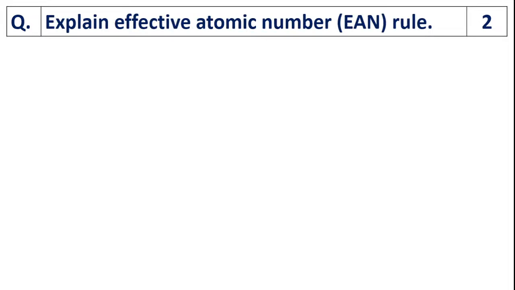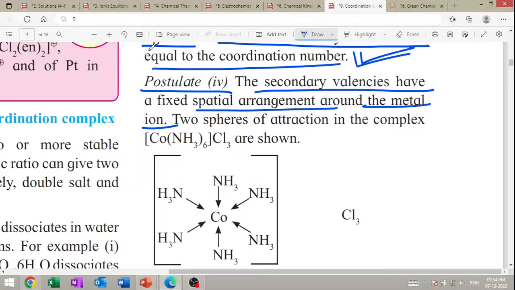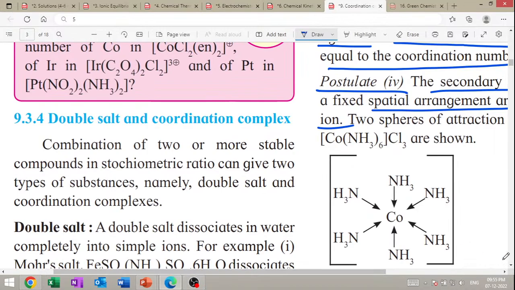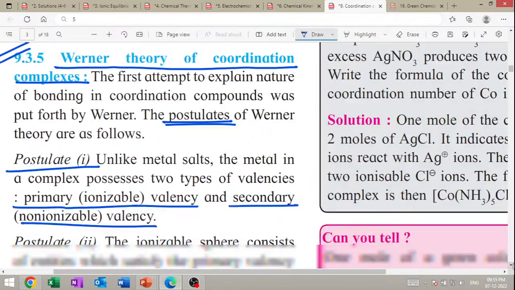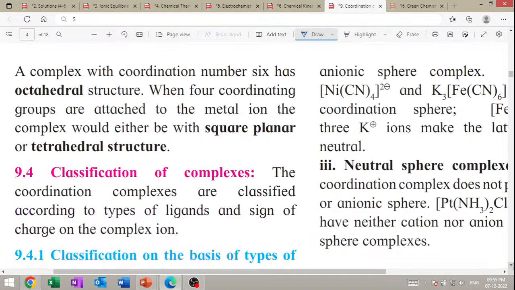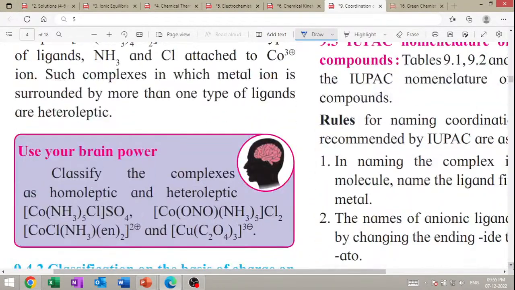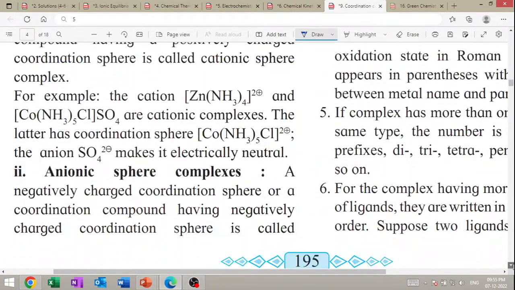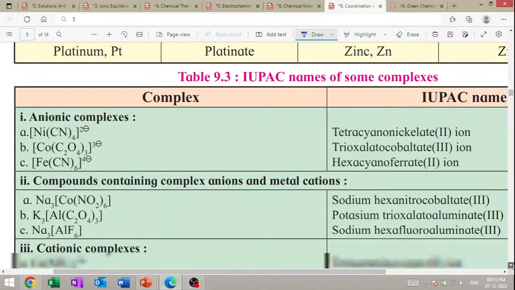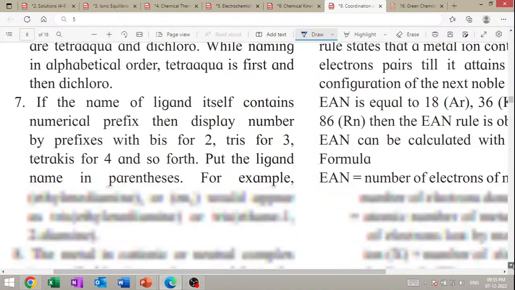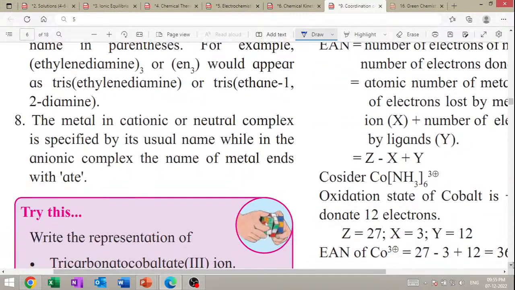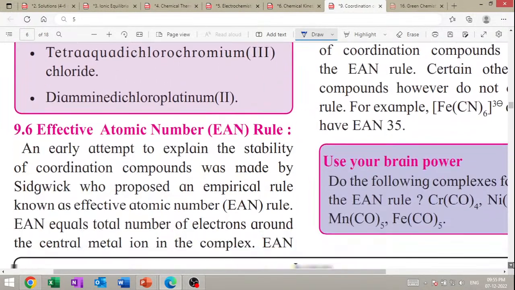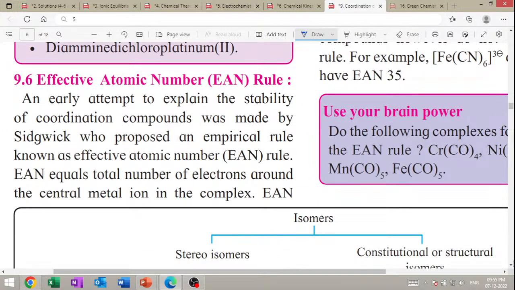Next question is explain effective atomic number. Effective atomic number म्हणजे काय आणि explain. तर हा एक क्वेश्चन IMP क्वेश्चन करा आपण. दिस इज व्हेरी इम्पॉर्टंट क्वेश्चन. Very important question. That's the effective atomic number, EN rule.